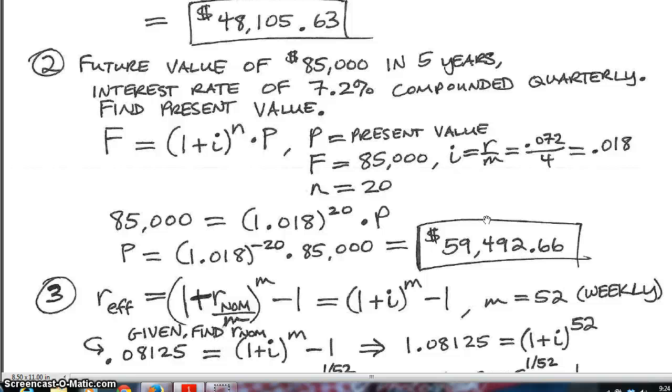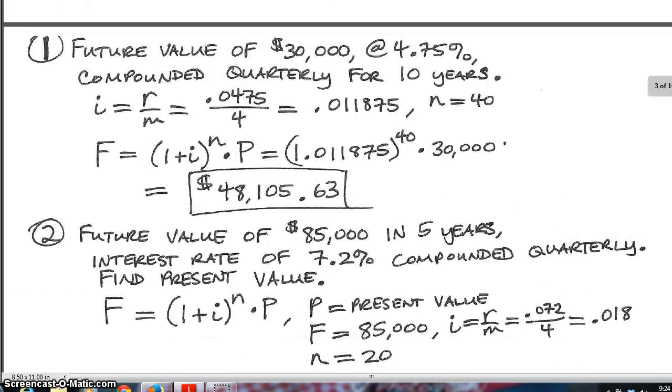$59,492.66. Remember that as you go forward in time, the monetary value is going to increase. As you go backward in time, it should decrease. So the present value here should be less than the future value. If you get a present value that's greater, you made a mistake somewhere. Same thing on number one. We started with $30,000. If you get a future value that's less than 30, you did something wrong there. You should get a future value that's greater.